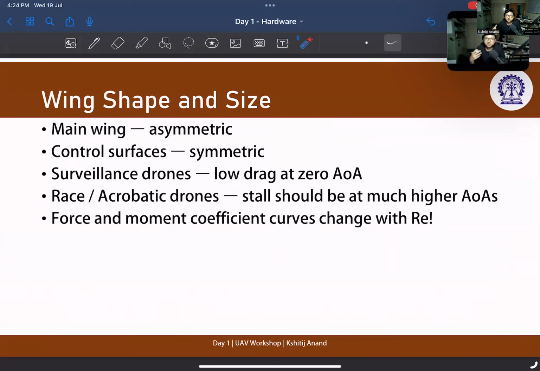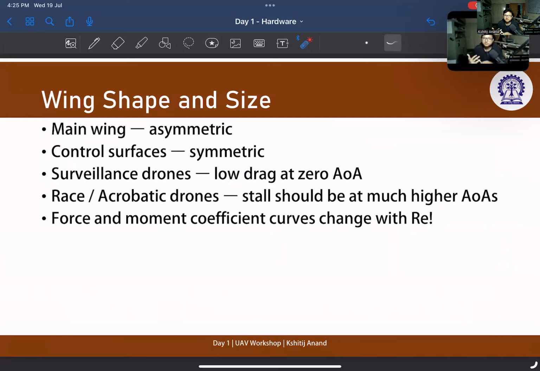Now, what kind of airfoil do you want for a specific purpose? If you're making surveillance drones, it is going to simply fly in one position for all of the time. So it's just going to have a steady level flight. So you want an aircraft which has low drag at zero angle of attack, so that your motor is not going to expend a lot of energy in countering drag.